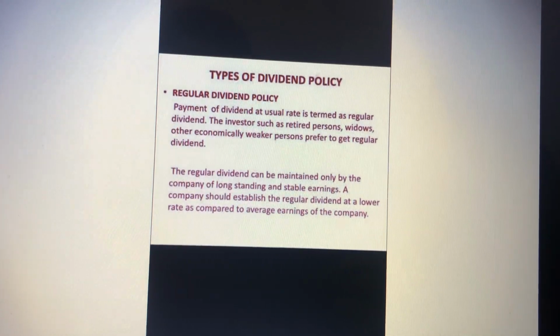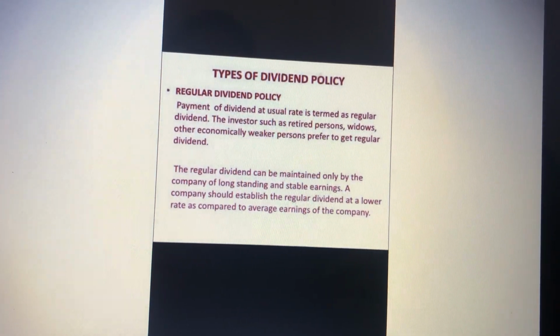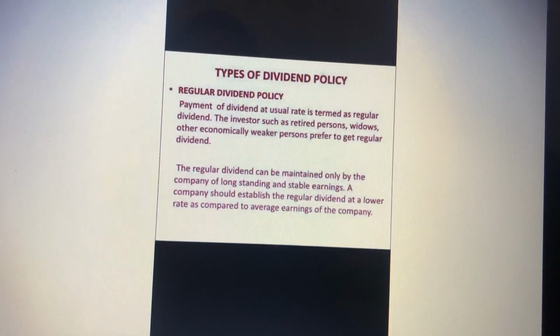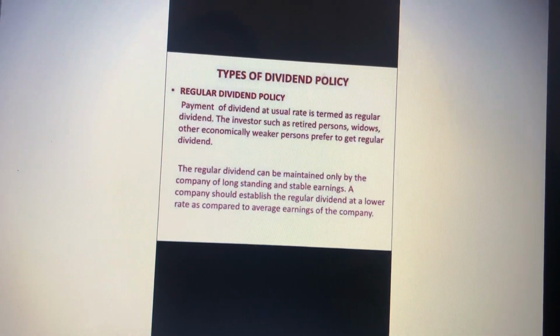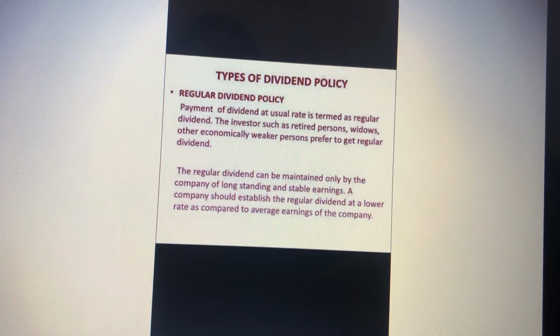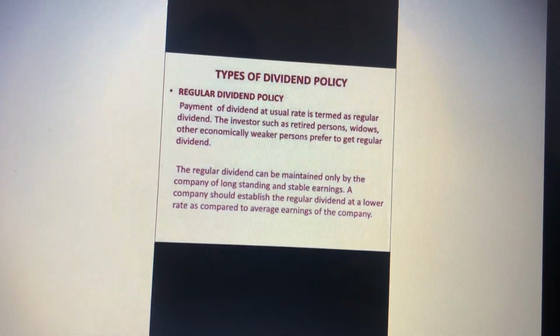Payment of dividend at the usual rate is termed as a regular dividend. The investors such as retired persons, widows and other economically weaker persons prefer to get regular dividends.